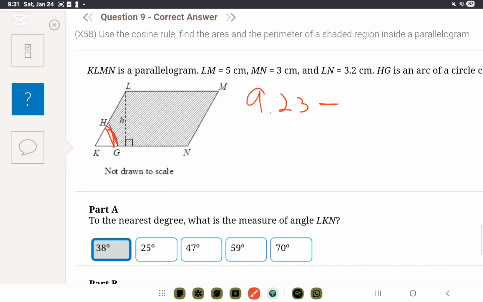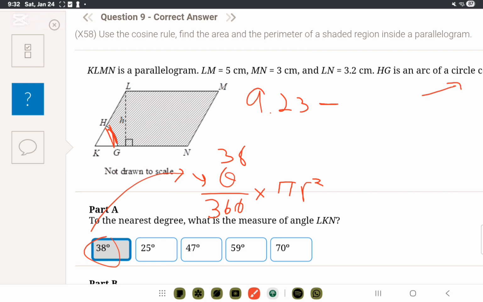Now we're talking about area, so we're going to do theta over 360 multiplied by pi r squared, because we're talking about sector area. So I'll replace theta with 38, which we found here, and they said that the radius is equal to 1. So we're going to do 38 over 360 multiplied by pi times 1 squared. You're going to get a very small answer, 0.33.